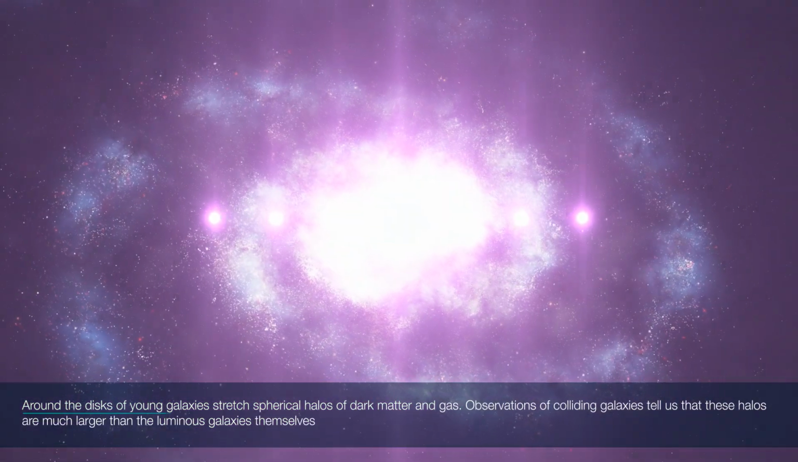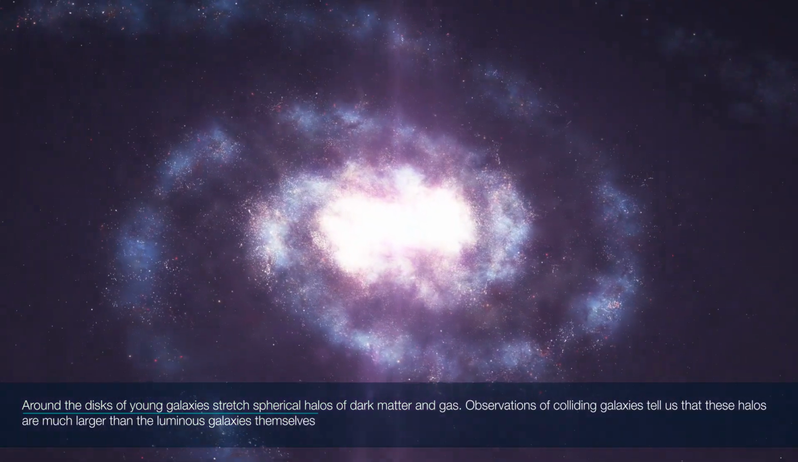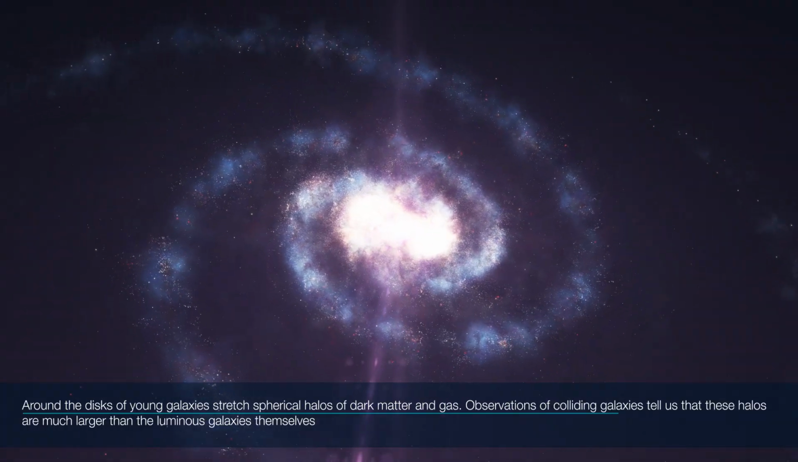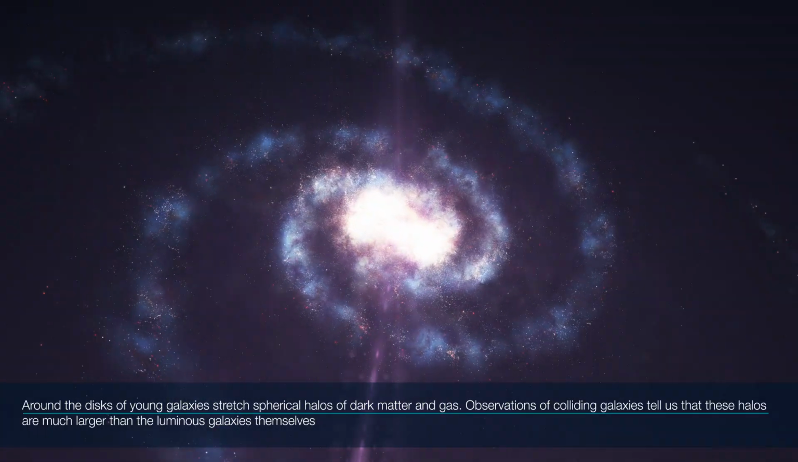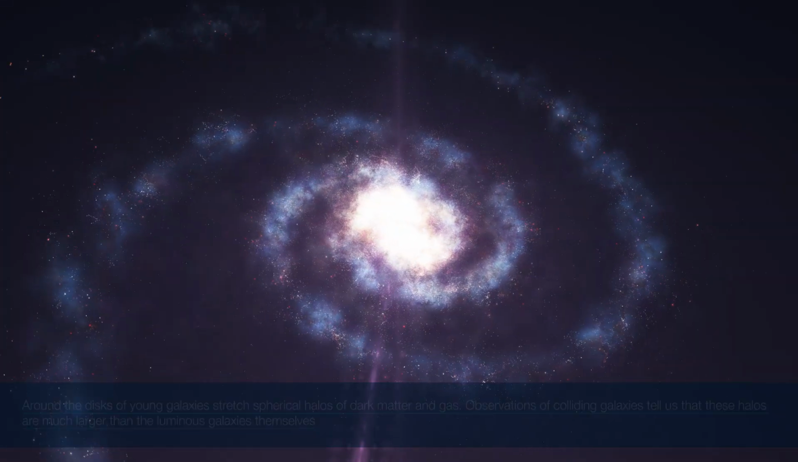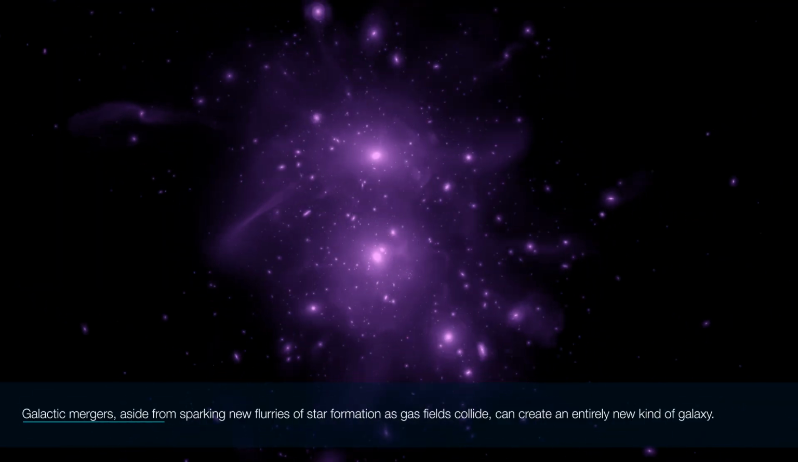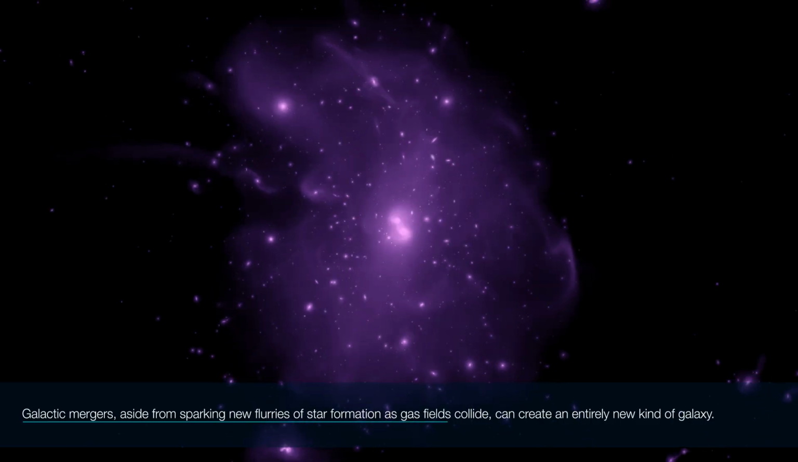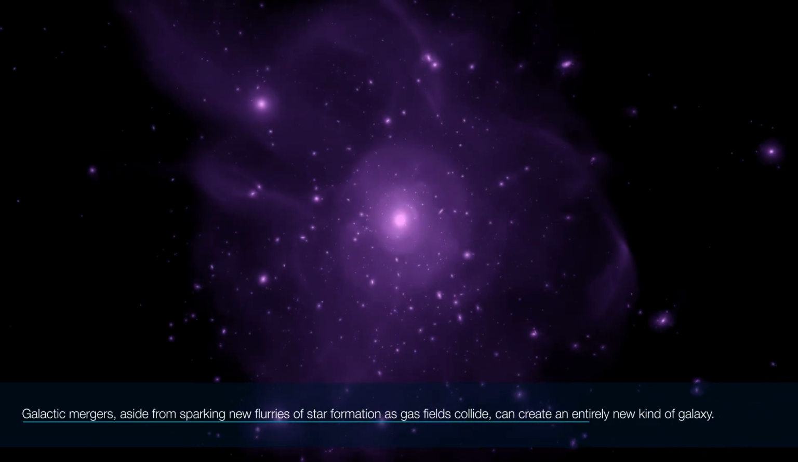Around the disks of young galaxies stretch spherical halos of dark matter and gas. Observations of colliding galaxies tell us that these halos are much larger than the luminous galaxies themselves. Galactic mergers, aside from sparking new flurries of star formation as gas fields collide, can create an entirely new kind of galaxy.